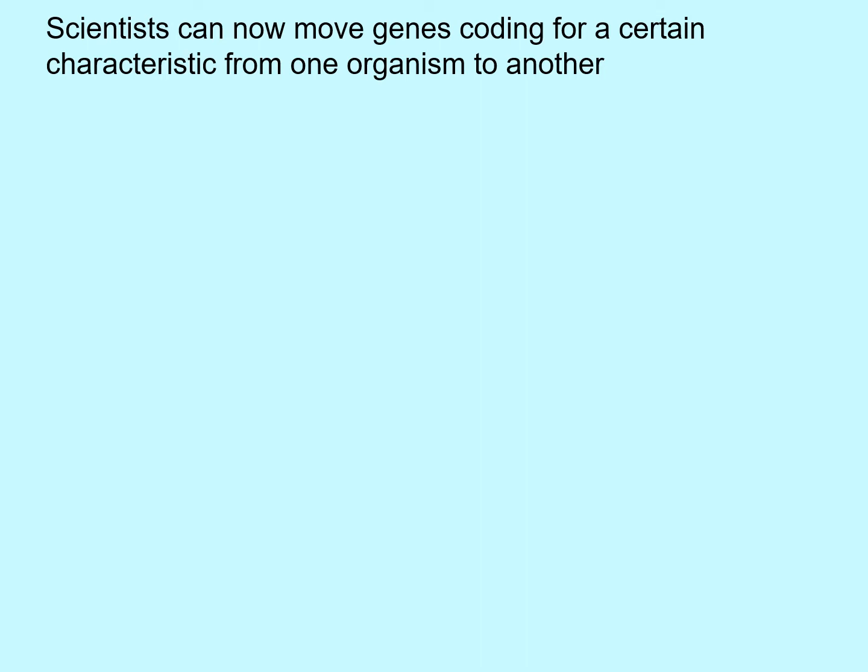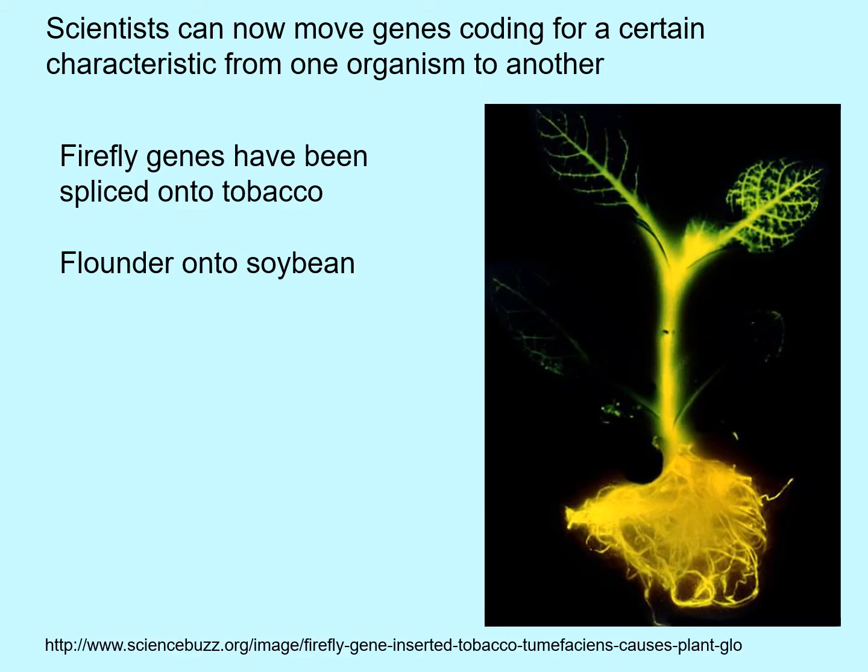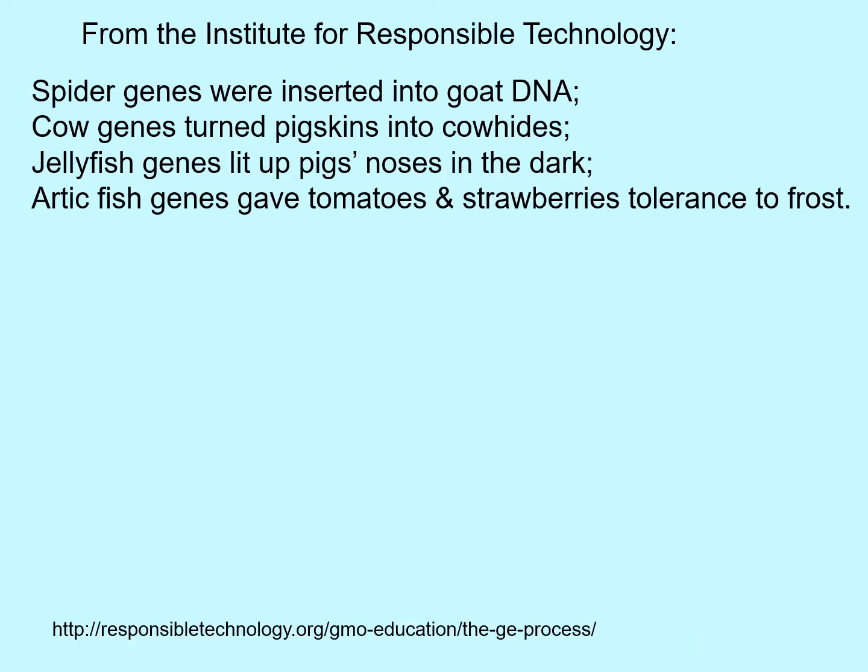So scientists can now move genes coding for a certain characteristic from one organism to another, including from animals to plants. For example, firefly genes have been spliced onto tobacco, resulting in the glowing tobacco seedling that you see on the right. And flounder genes have been moved into soybeans. The Institute for Responsible Technology maintains a list of some of these.